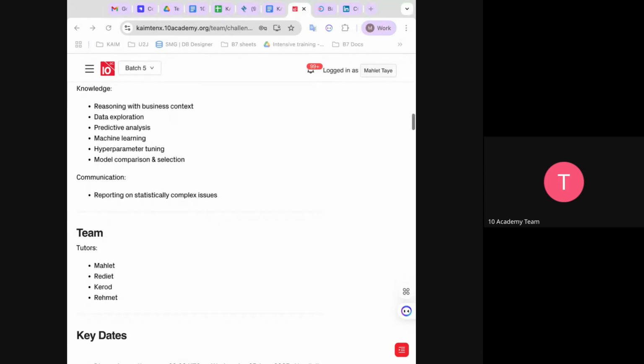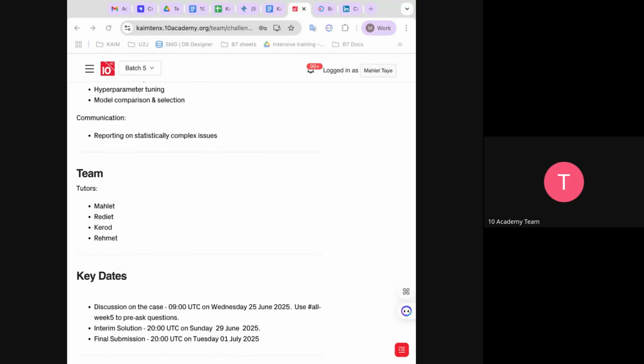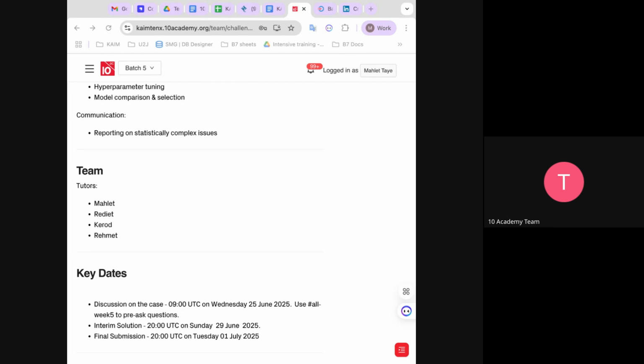So this will be the team, and the key dates are: today is June 25, which is the start of the week, and we will have an interim submission on Sunday, and we will have a final submission on Tuesday.